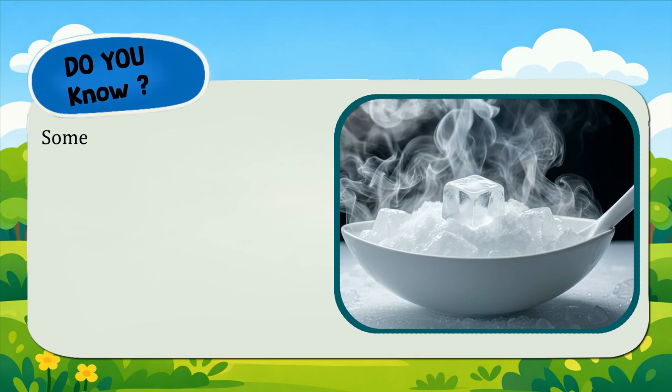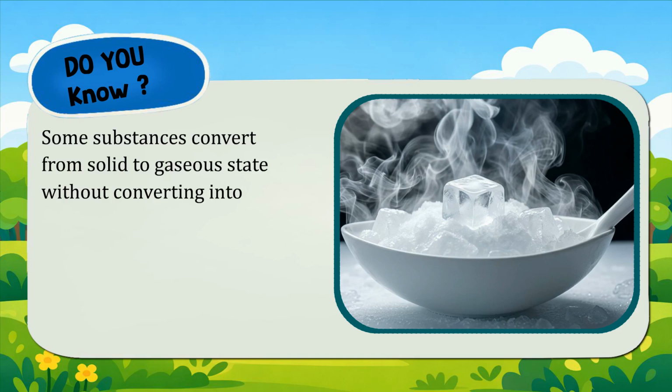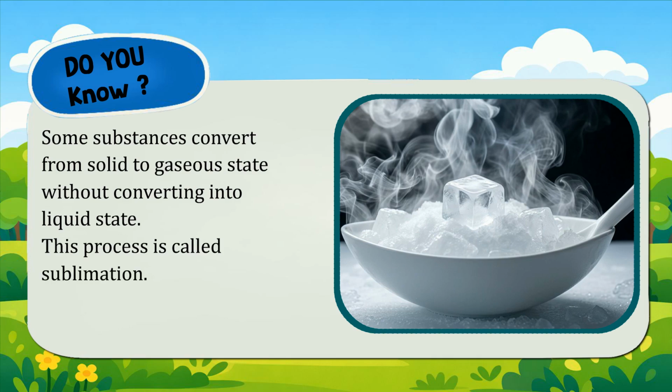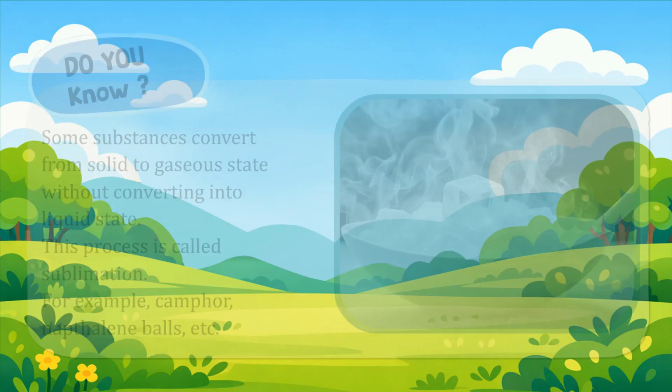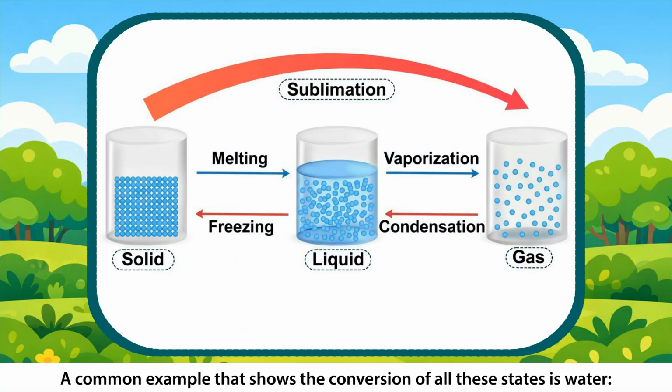Do you know, some substances convert from solid to gaseous state without converting into liquid state. This process is called sublimation. For example, camphor, naphthalene balls, etc. A common example that shows the conversion of all these states is water.